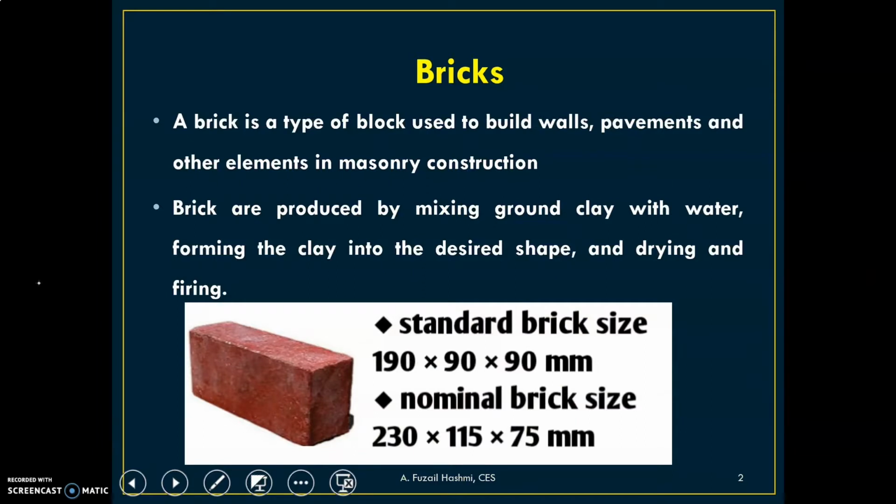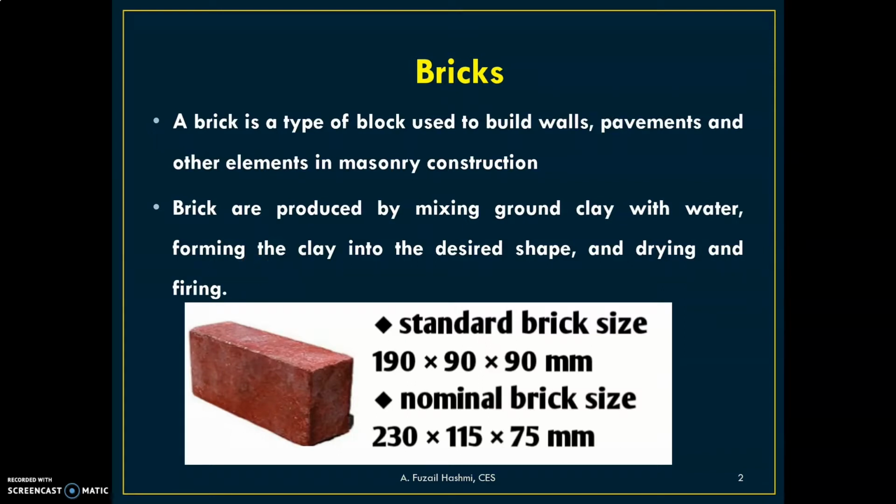So bricks are a very common building material used for construction. It is generally used for building walls, pavements, and other masonry construction. Bricks are produced when natural clay is mixed with water, and after being shaped into the desired form, it is dried and fired in a kiln at a temperature of around 1000 degrees Celsius.